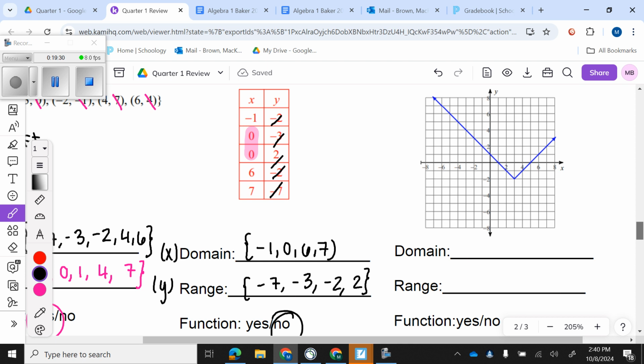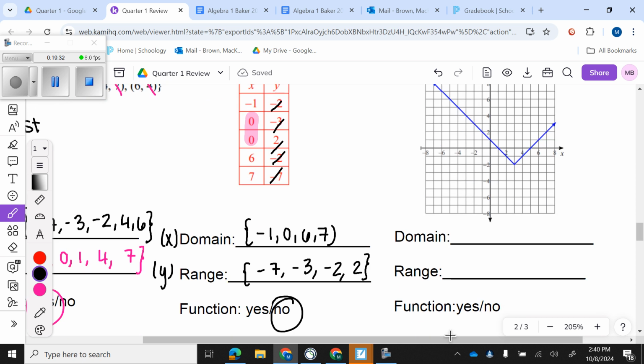All right, on this guy right here, my domain is -infinity to +infinity, and the range is the lowest to the highest, so that's going to be -2 to infinity. And yes, this is a function, because if I draw a vertical line, it only passes it once.